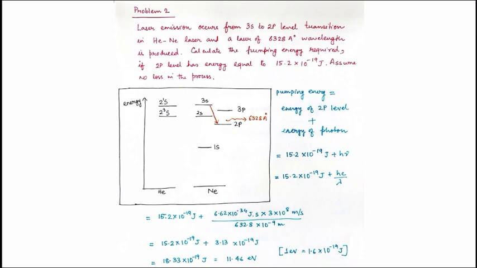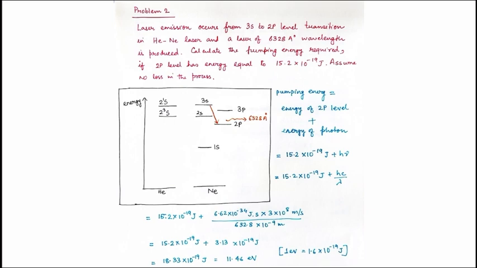So it is the energy of the 2p level. Total pumping energy will be the energy of the 2p level plus the energy of the photon. The energy of the 2p level, as given in the problem, is 15.2 into 10 to the power minus 19 joule, and h nu is c by lambda. So we put the value of the Planck constant, the value of the velocity of light, and lambda is given here as 6328 angstrom, and we convert it into meter.